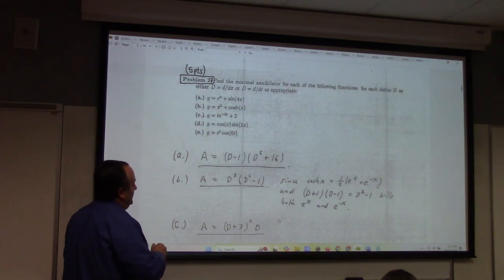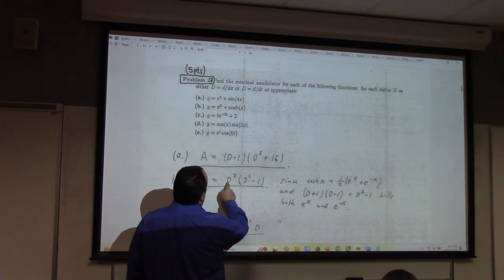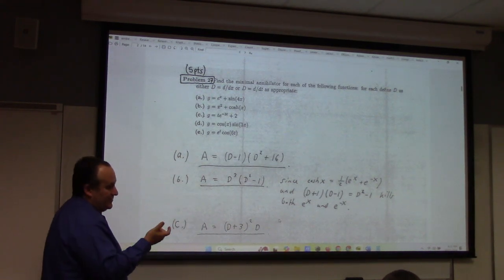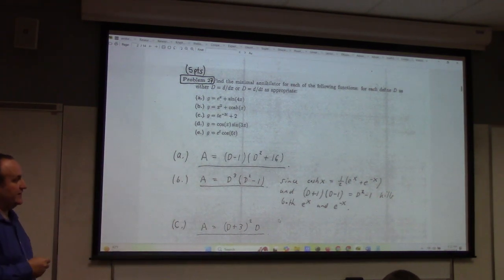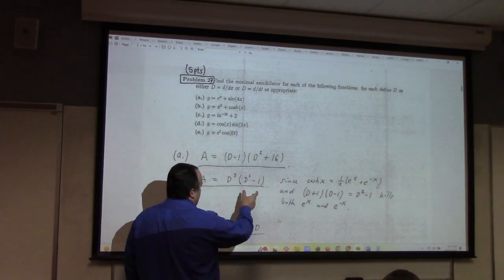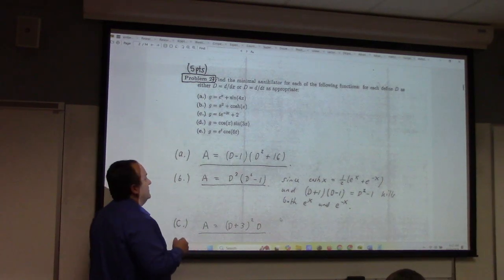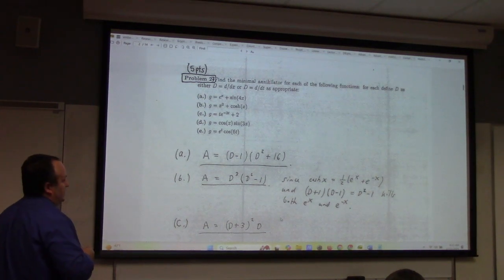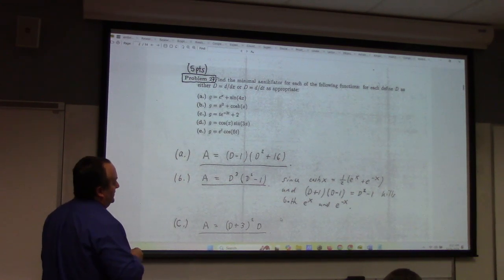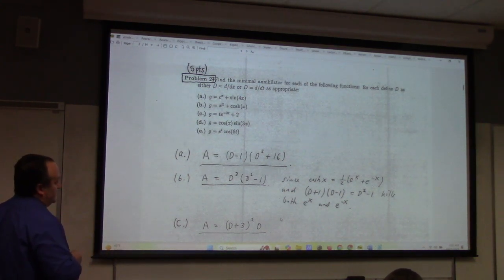To kill x squared, I need D cubed. To kill cosh, I need a D minus 1 and a D plus 1, right? Because it's got both exponentials in there. Or you can just remember if you got cosh, you use D squared minus 1. So that's a little bit of a shortcut, right? If we've got cosh of beta x, we could use D squared minus beta squared as an annihilator.